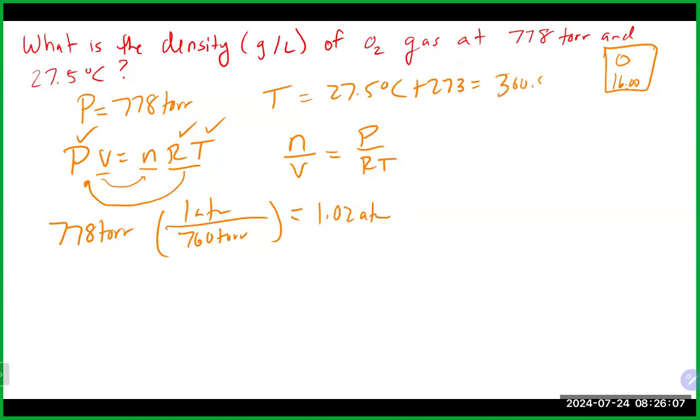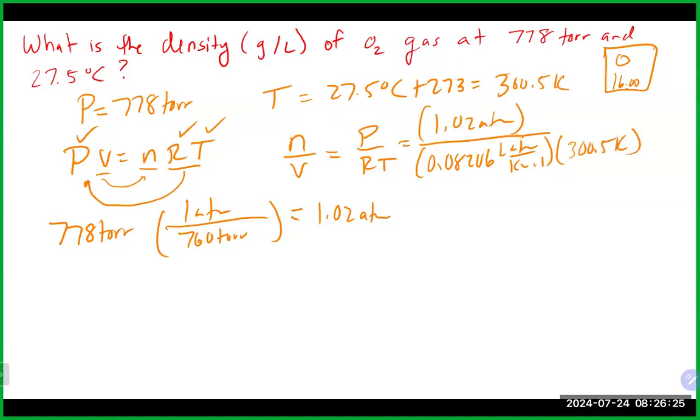300.5 Kelvin. All right, so popping this in here, going to get us 1.02 atmospheres divided by our gas constant, 0.08206 liters atmosphere per Kelvin mole, and times our 300.5 Kelvin. Doing all that good stuff there, going to get us 0.04136. Atmospheres cancel, Kelvin cancel, moles per liter flip around when you divide it, and we end up with moles per liter, which is the molarity here.